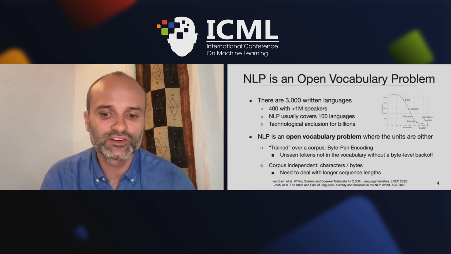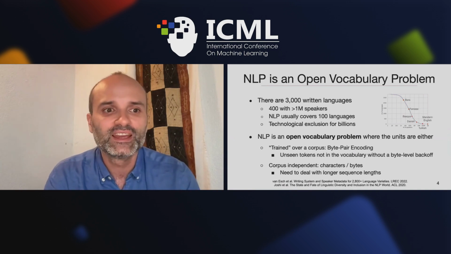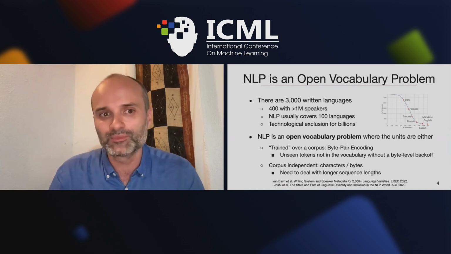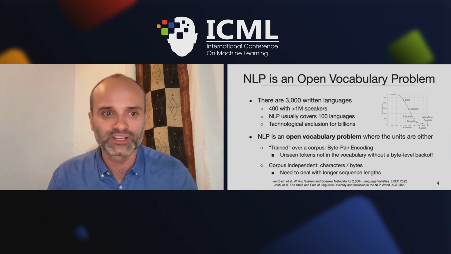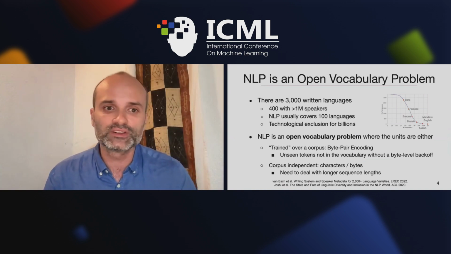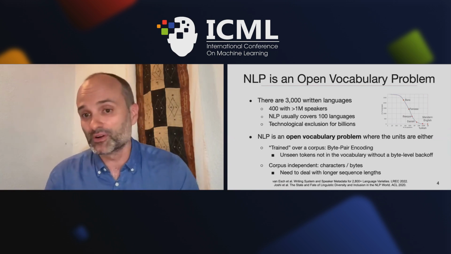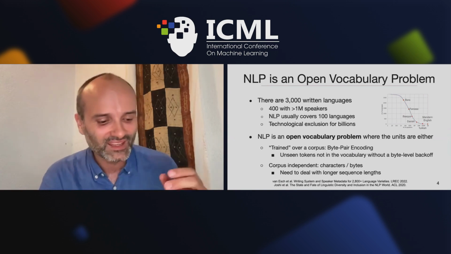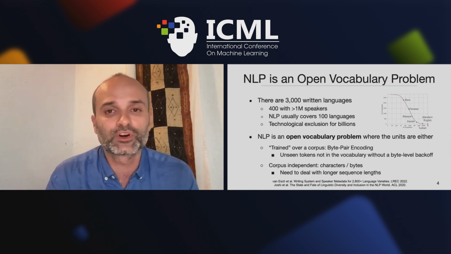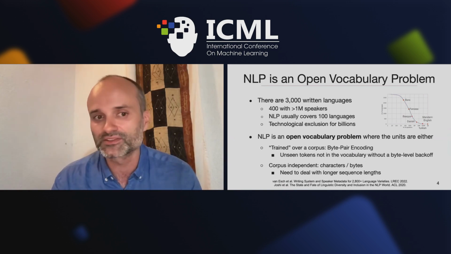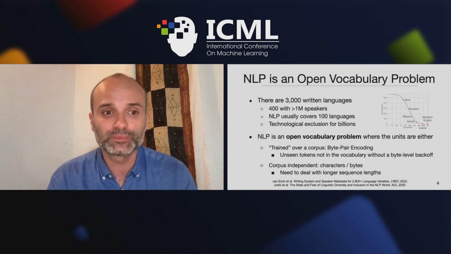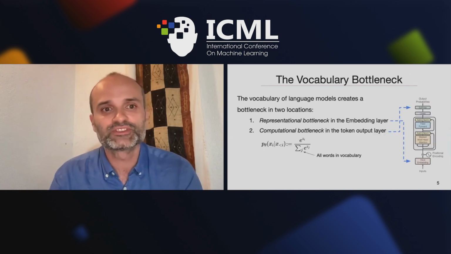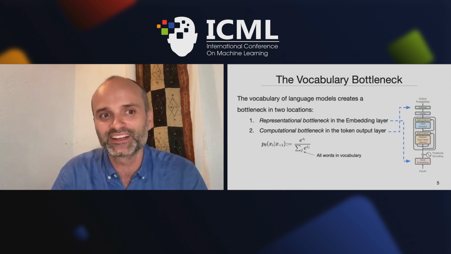The way that we try to overcome this open vocabulary problem is either by training a vocabulary or estimating a vocabulary over a corpus using something like byte pair encoding, where we also might encode unseen tokens using byte level backoff. There are other algorithms for estimating this vocabulary, and Yuval covered them really nicely in his talk. And there's also an emerging approach for corpus-independent approaches based on characters or bytes, where a new challenge appears where we have to deal with longer input sequences. And taken together, this results in what we call the vocabulary bottleneck.